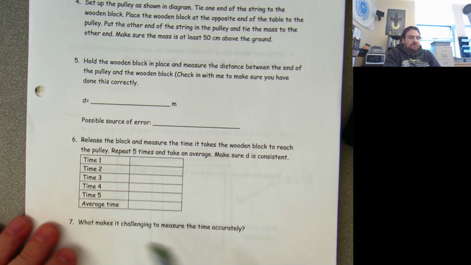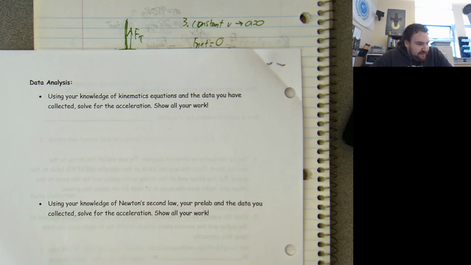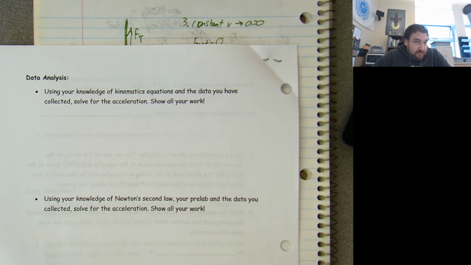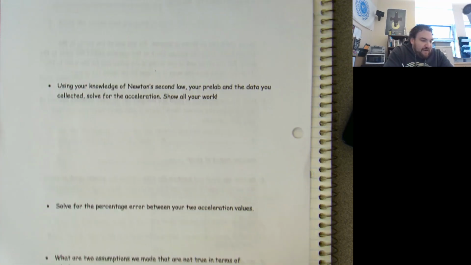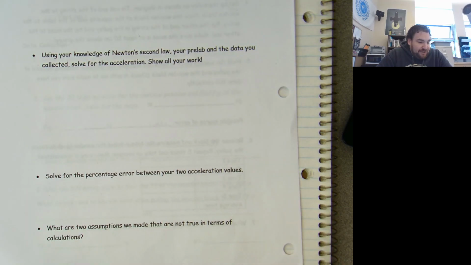Using your knowledge of kinematics and the data you've collected, find me the acceleration. Using your knowledge of Newton's second law, your pre-lab and the data, solve for the acceleration. So you're doing it twice. You're using kinematics to solve for this, and F net equals ma. Find me the percentage error between your two acceleration values. And then what are the two assumptions that you made that are not true in terms of these calculations? It's the same assumptions we've been making this entire time, but I'll let you remember what those are.